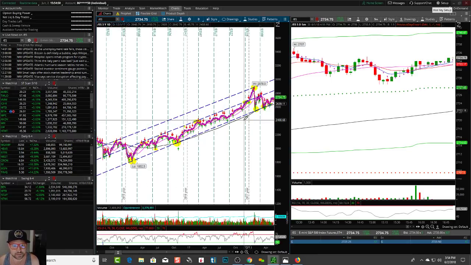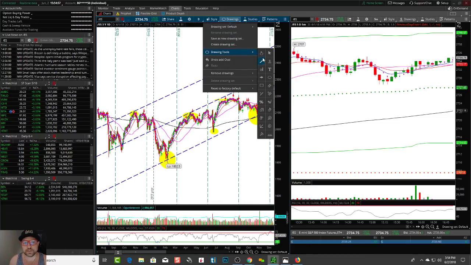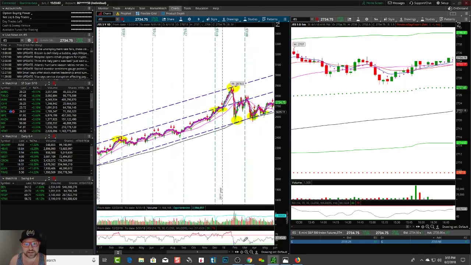If it can get back there. I'm trying to zoom in on my charts. Oop, 2,300. Let me go back over here, actually. Let me do this. My brain's spinning right now.